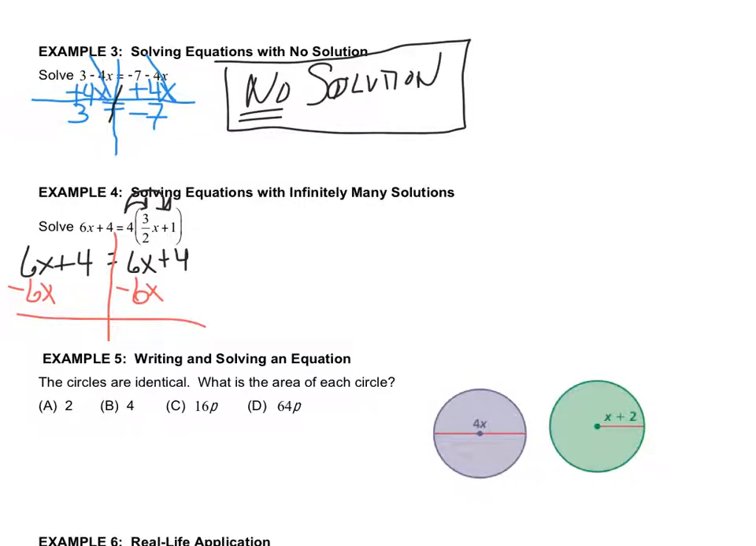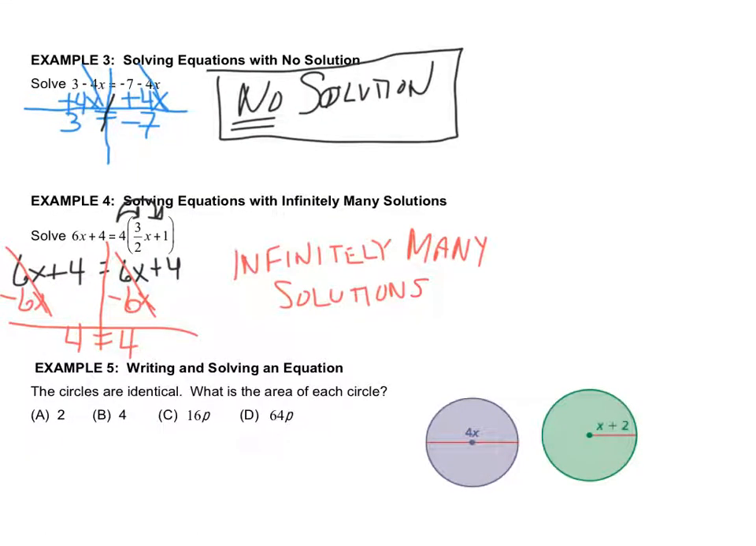Notice what happens. On the left-hand side, there's the 0, leaving me with a 4. But again, 6x minus 6x cancels, which is 0, leaving me with a 4. So, if the variables are completely gone, just look at that bottom line. Does 4 equal 4? Now, hopefully you would say yes. And when this happens, we don't say no solution. We don't just say 4. We say infinitely many solutions.